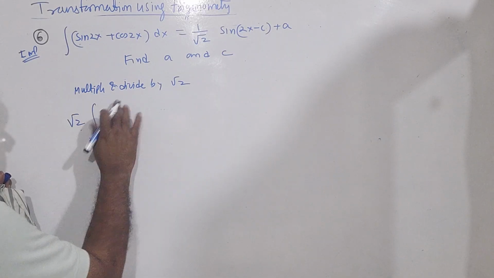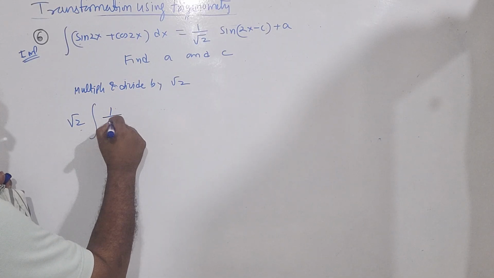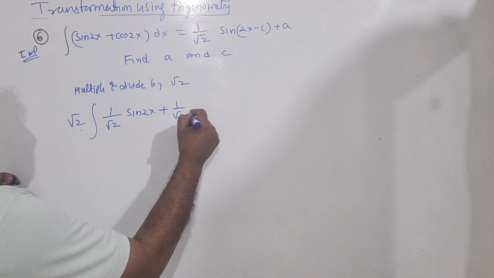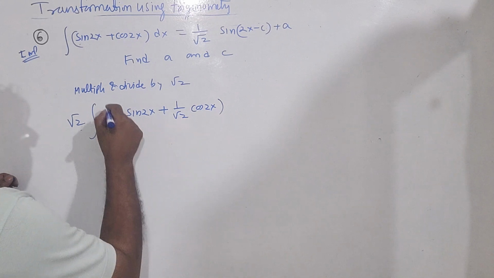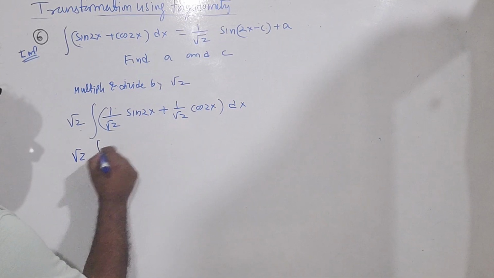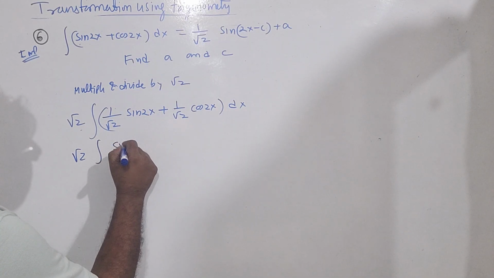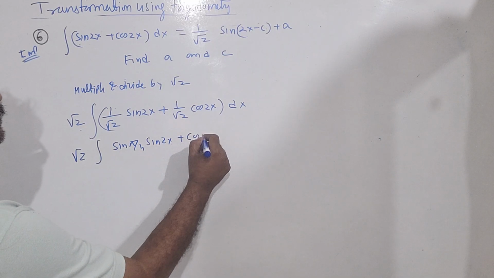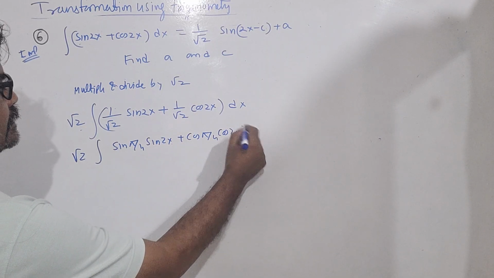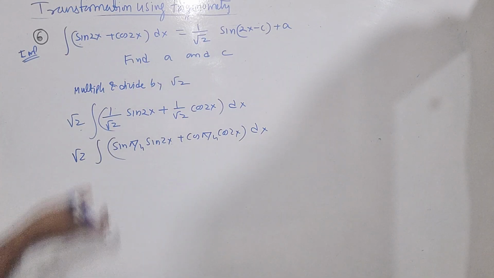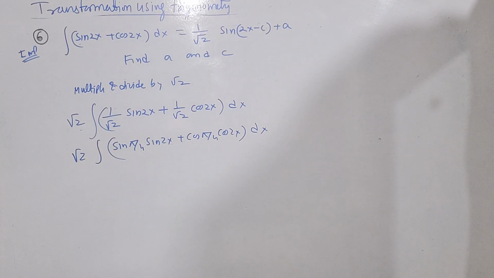Multiplied and then divide. 1 by root 2 sin 2x plus 1 by root 2 cos 2x dx. Correct? Okay. Now this is root 2, this is what I can write. This is sin pi by 4 sin 2x plus cos pi by 4. See, all those processes we applied in trigonometry, the same process we are applying over here.